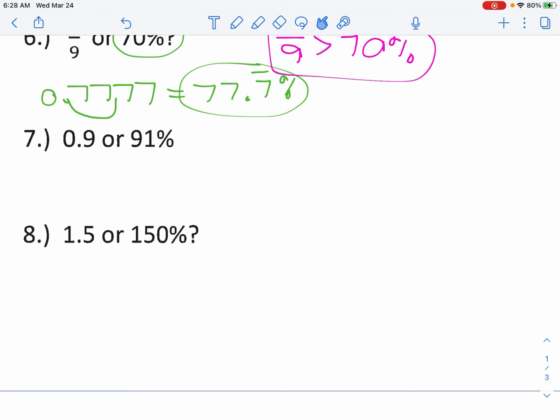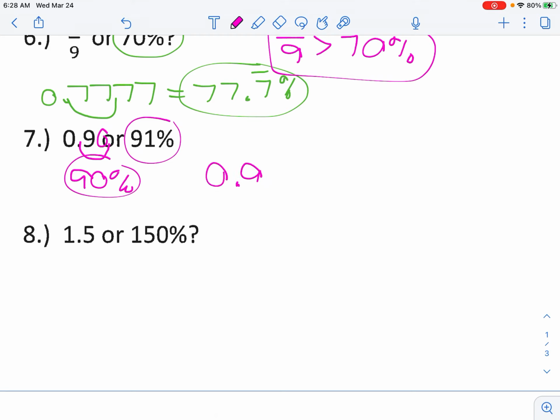Which number is greater, 9/10 or 91%? Move your decimal twice to the right, put in a 0. So 90/100 is 90%. So we're comparing 90% to 91%. So I would say 0 and 9/10 is less than 91%.